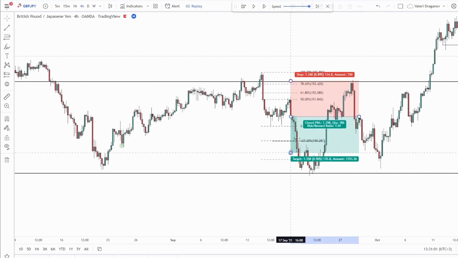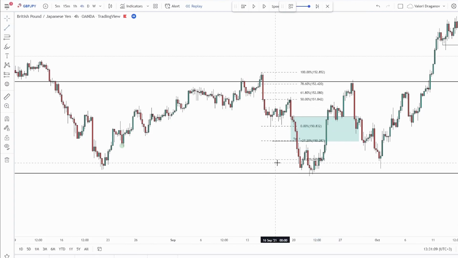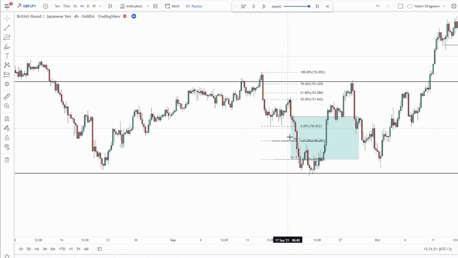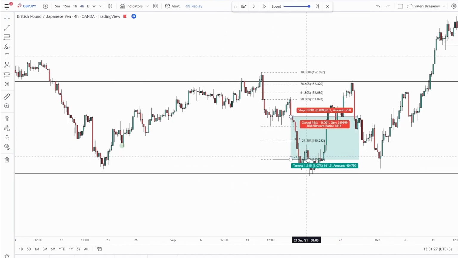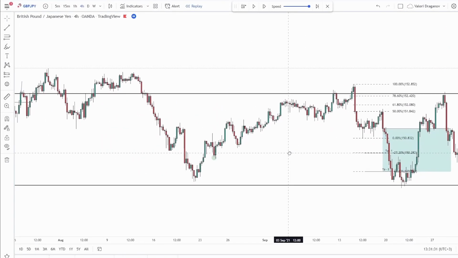When our first take profit is hit, we're gonna protect the deal by moving the stop on profit and extend our take profit to the 61.8 level. This is our second take profit. And you can see the price reach our second take profit. Okay, let's look back here.